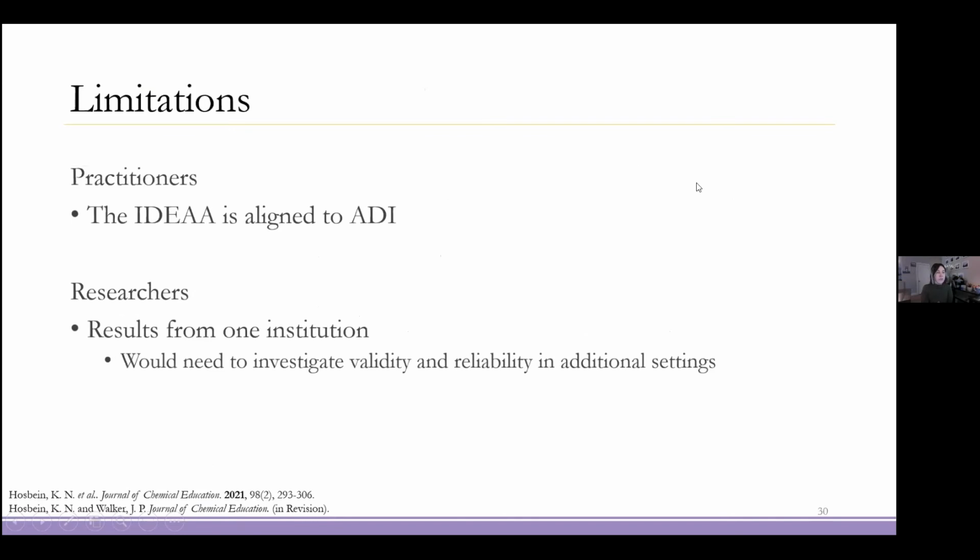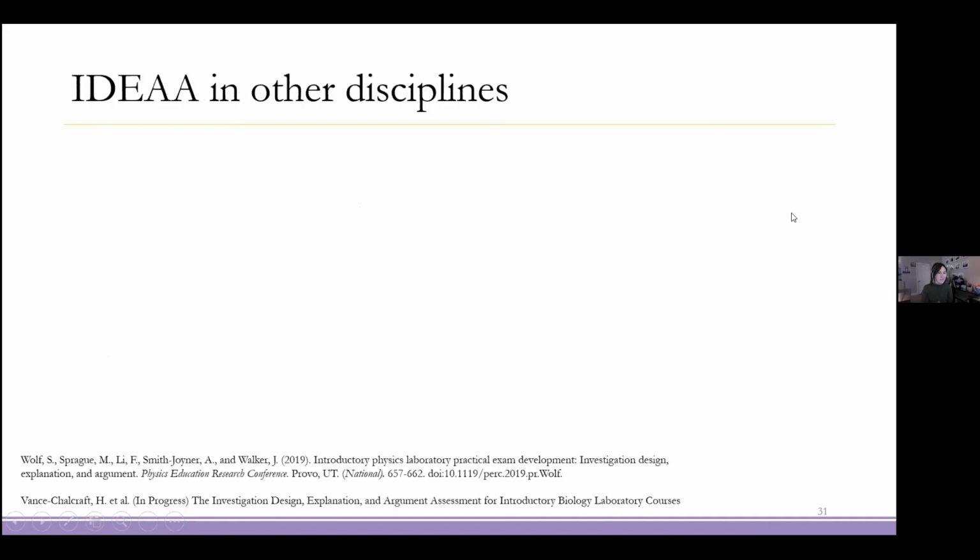As far as limitations of the overall IDEAA, the IDEAA is aligned to ADI specifically. So this is specifically aligned to a pedagogy that implements science practices, so the assessment is mirrored after it. And for researchers, these are results from one institution. We're still revising the IDEAA, and so we would need to investigate validity and reliability in additional settings if we wanted to use this assessment for further research. And now I'll kick it off to Joy to end things.